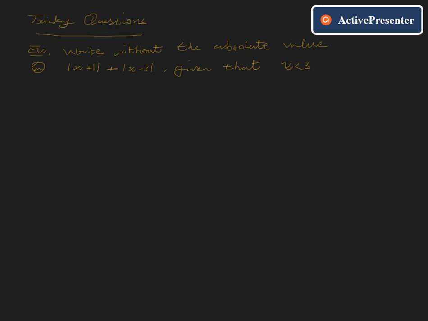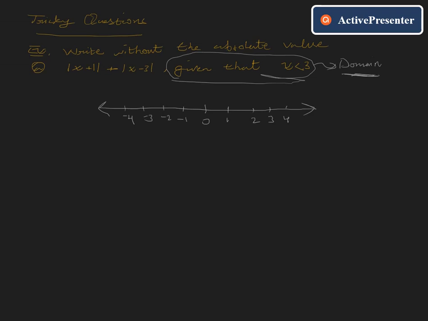In such questions, when I ask you given that x is less than 3, or given the domain, this is called the domain that you are working with. The domain that you are working with restricts you in your answer. So you have this domain, okay? Our domain is when x is less than 3.